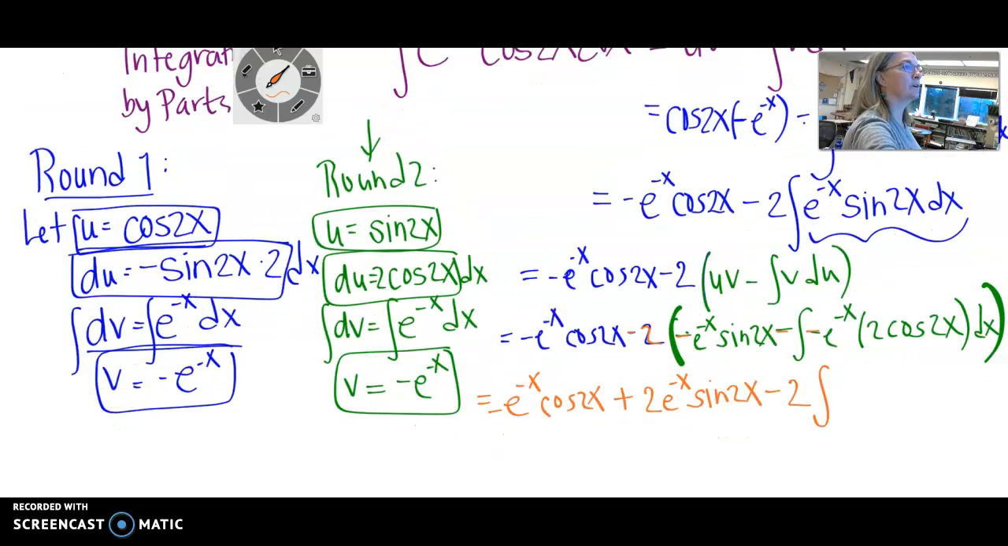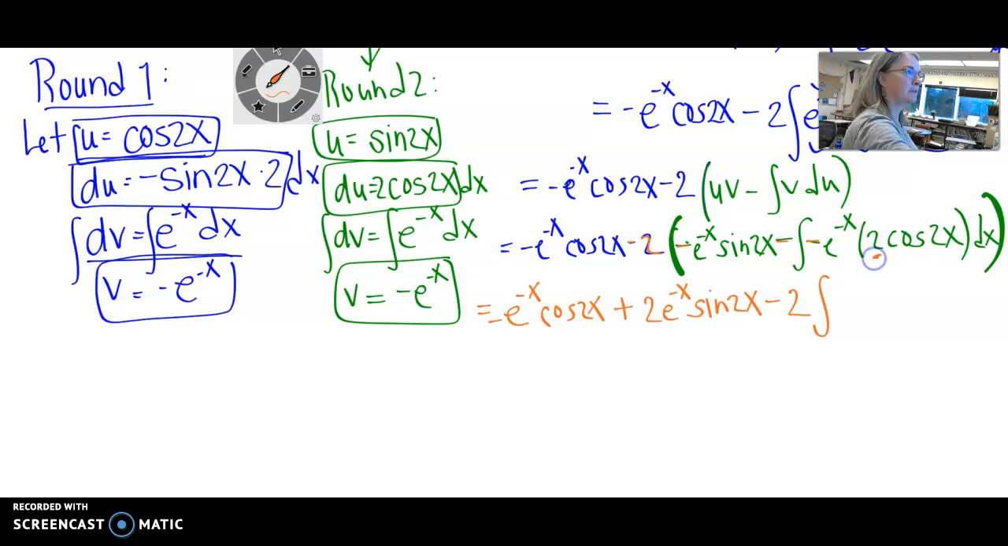I'm going to take this 2 out as well. So that makes this 2 times 2, which is going to be 4. So I had this -2 times this negative and this negative, made it 3 negatives, makes it a negative. And then this 2 times that 2 that I'm going to pull outside becomes 4. And then left inside here I have e to the -x cosine of 2x dx.